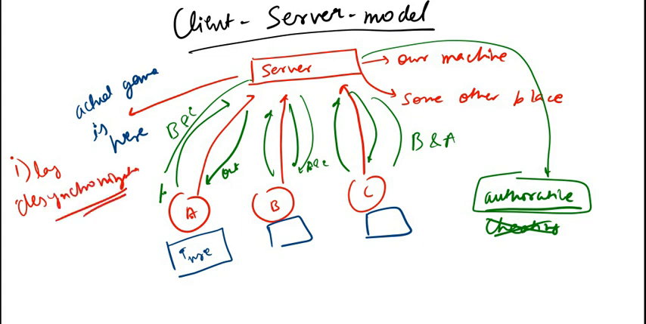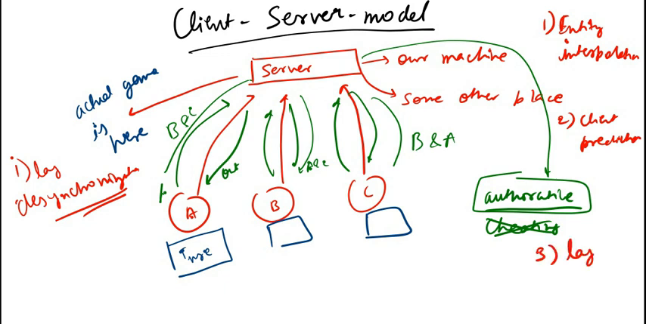To deal with this, there are three algorithms. The first one is entity interpolation. The second one is client prediction. The third one is lag compensation. We will be discussing these three algorithms in our next three videos, each a detailed video on one algorithm. Each video will contain the information about each algorithm. We will also do some coding.